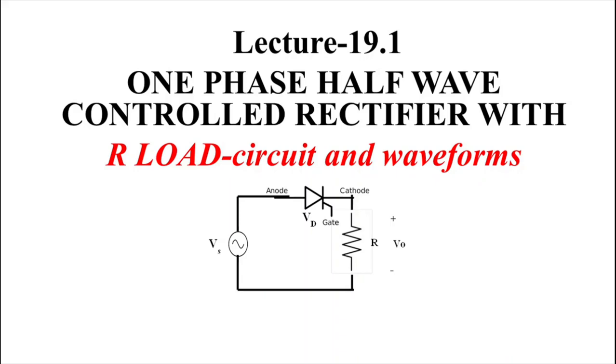Now we are going to start controlled rectifiers. We have already covered all the topics related to uncontrolled rectifiers, and we all know that the major disadvantage of uncontrolled rectifiers is that we cannot control the output voltage, because they use a diode as the switching element, and we know that a diode is an uncontrolled switch. That's why we are not able to control the output voltage of uncontrolled rectifiers.